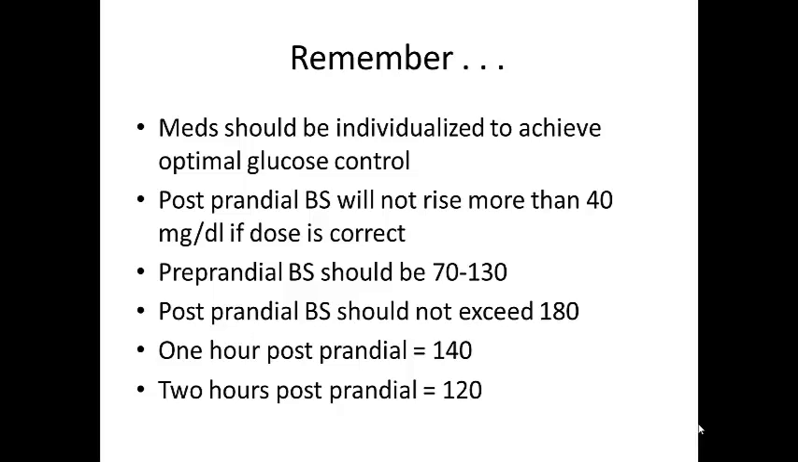Postprandial blood sugar should not exceed 180. If the pump is delivering a sufficient amount of insulin to cover the carbohydrates that were consumed, a 1 hour postprandial blood sugar should be 140, and at 2 hours you should be back in the acceptable range.